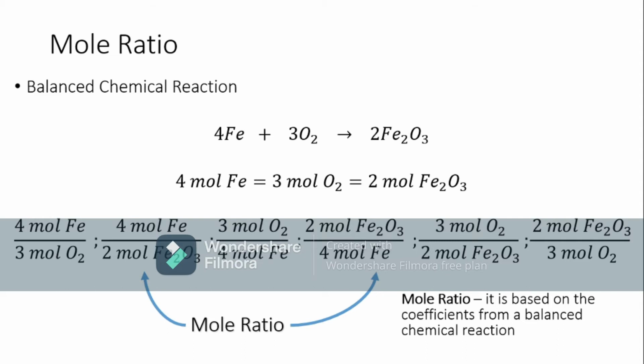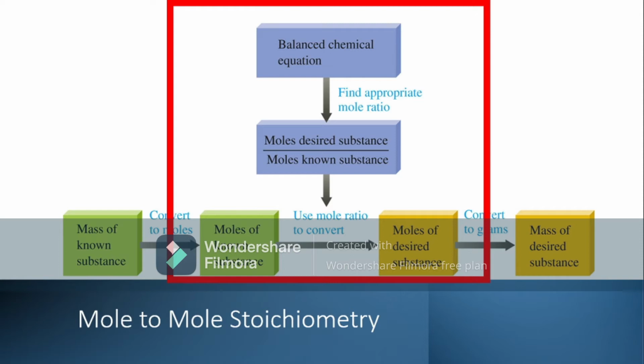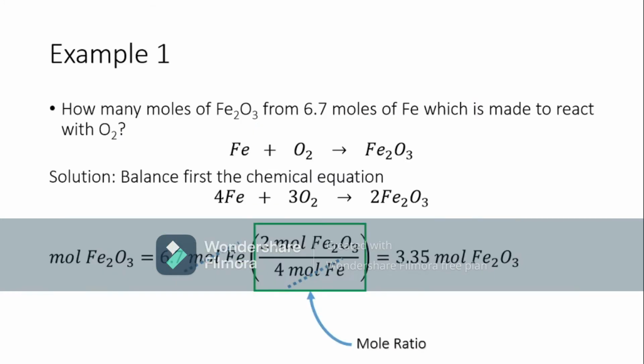Okay? Now, let's have an example. Mole-to-mole stoichiometry muna tayo. So, kumbaga sa diagram, ito lang muna papansinin natin. Wala tong mass of known substance, and hindi ang target natin ay mass of desired substance. So, meron tayong mole of known substance and meron tayong mole of desired substance. Now, dito importante si mole ratio. Siya magiging heart and soul ng computation natin for stoichiometry.